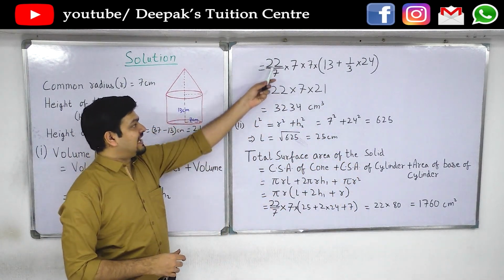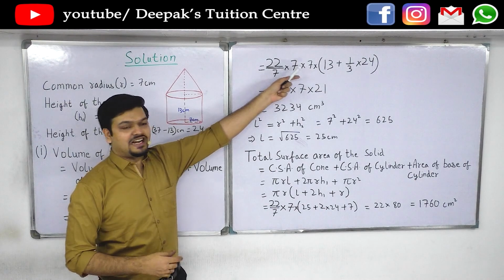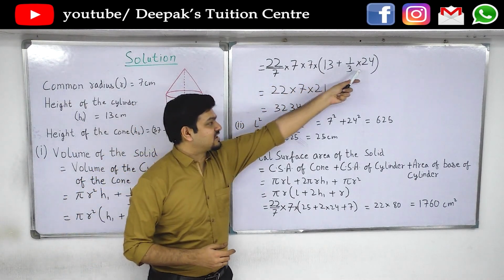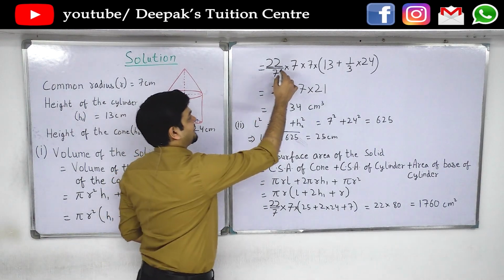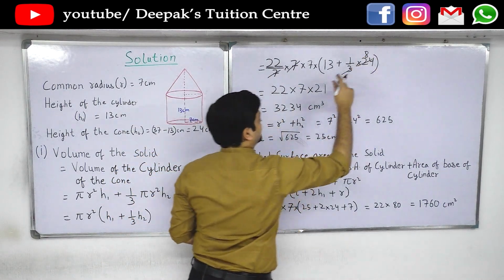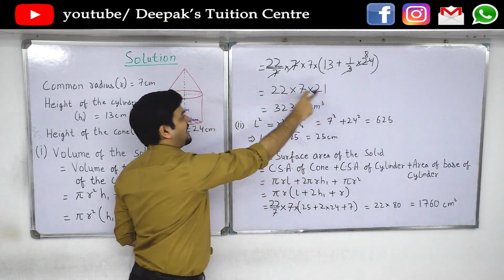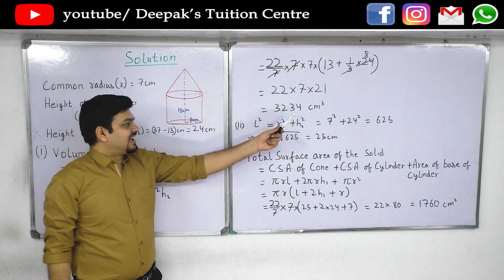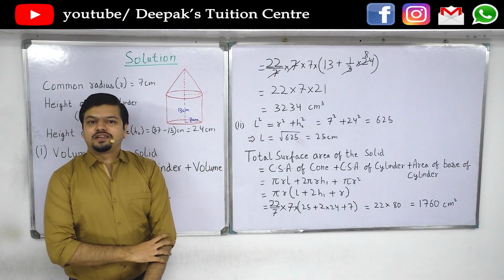So I get 22 by 7 into 7 into 7, that is r square, into, h1 is 13 and h2 is 24. So 7 and 7 gets cancelled off. 3 cuts 24 8 times. 13 plus 8 is 21. So we get 22 into 7 into 21, that is 3234 centimeter cube.